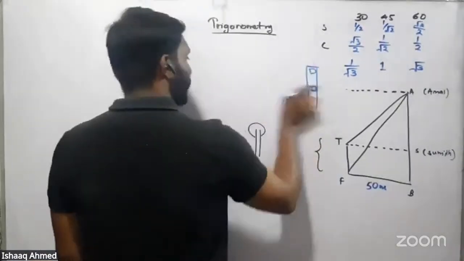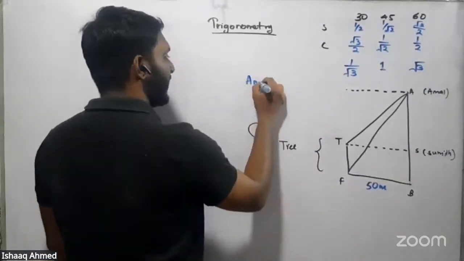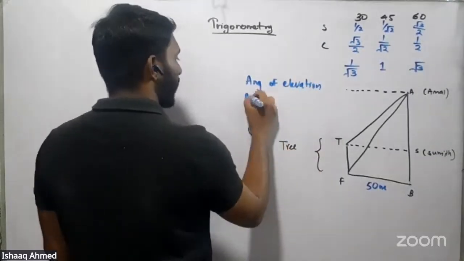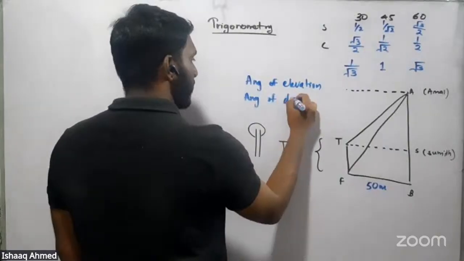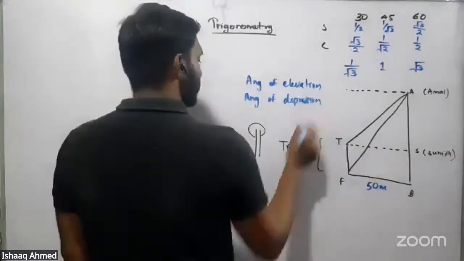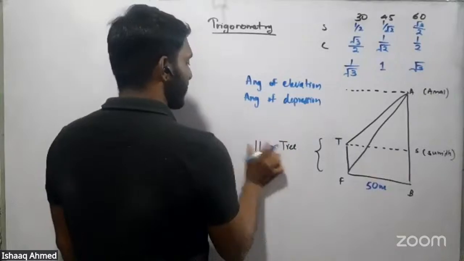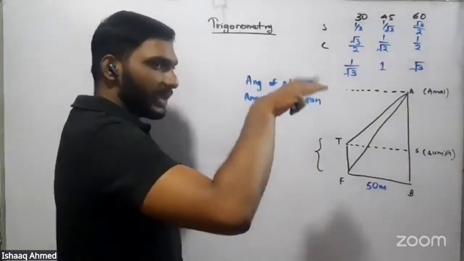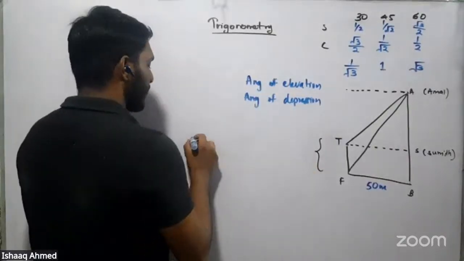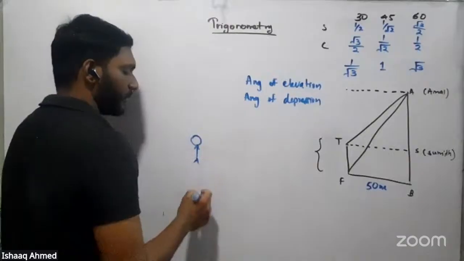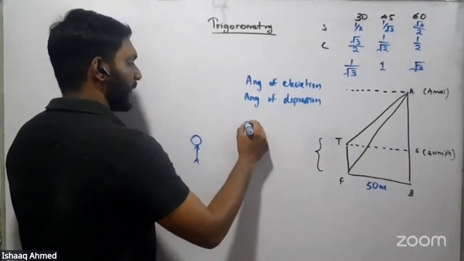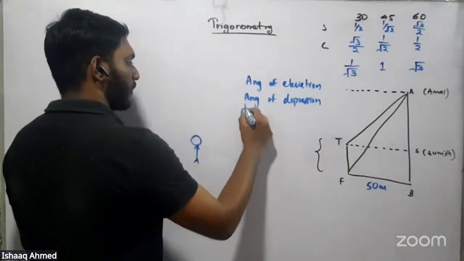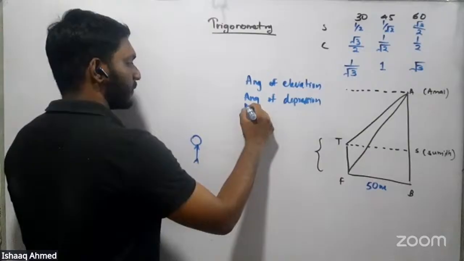Now here we need to learn two more things. Angle of elevation and angle of depression. Depression means not the thing that you feel. You always feel depressed. No. Depression means looking down. Elevation means looking up. So say I am standing here. Then I want to look at the Lotus Tower.